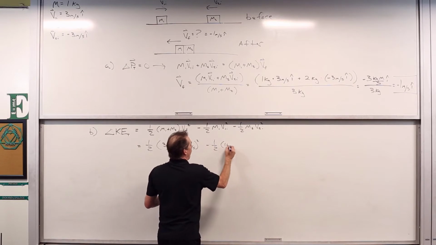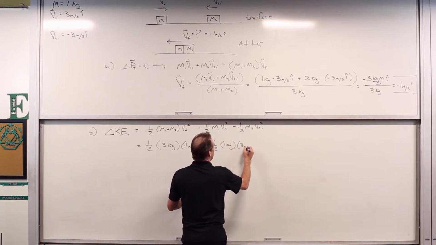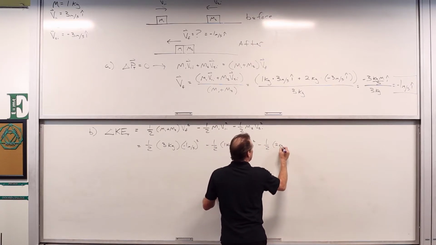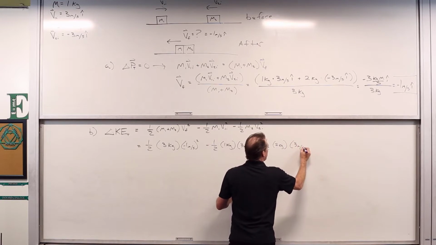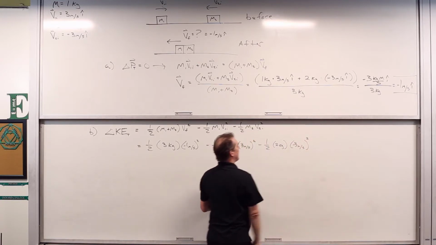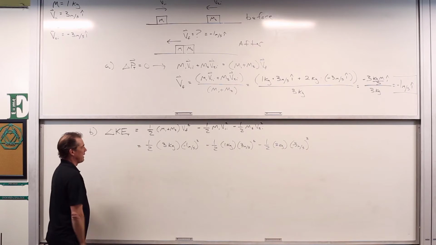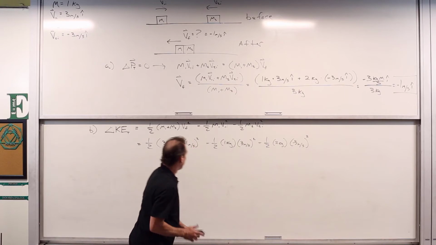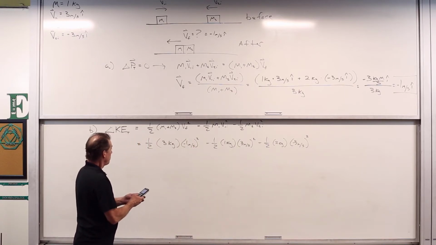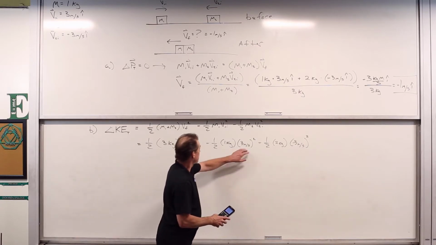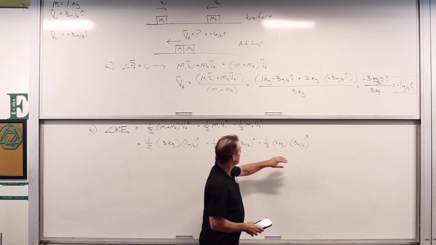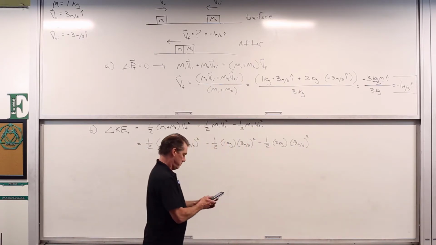We've got 1/2, 1 kilogram, times 3 meters per second quantity squared, minus 1/2, 2 kilograms times 3 meters per second. The negative quantity squared, the negative sign is irrelevant there. And we can just go ahead and put this in the calculator really quick. We've got 1.5 times 1.5 minus, this is going to be 9 divided by 2, 4.5. And then minus 9.